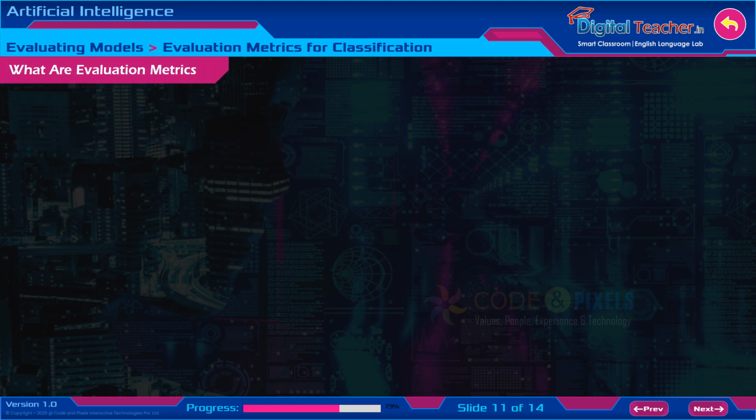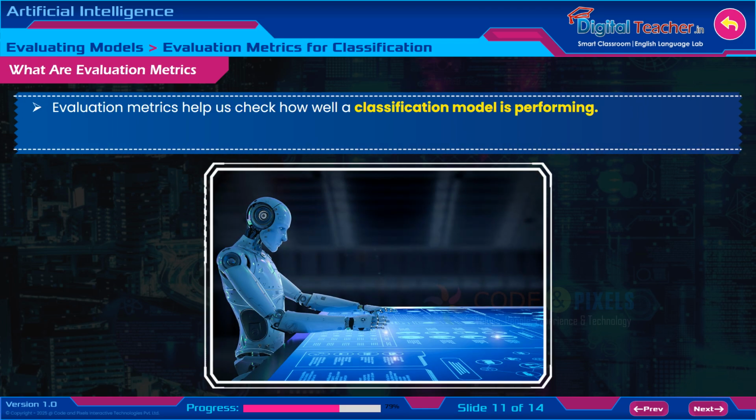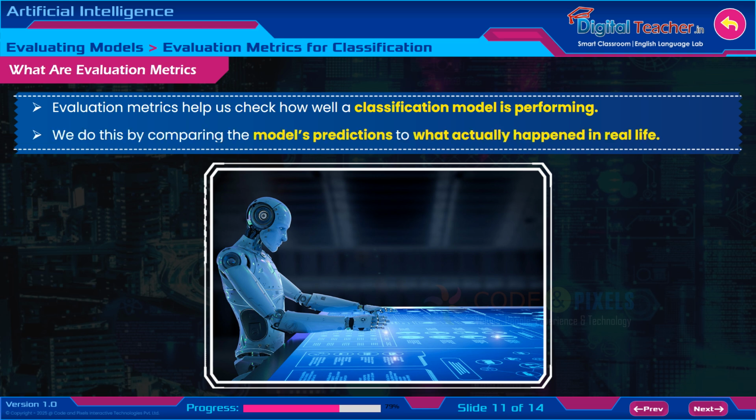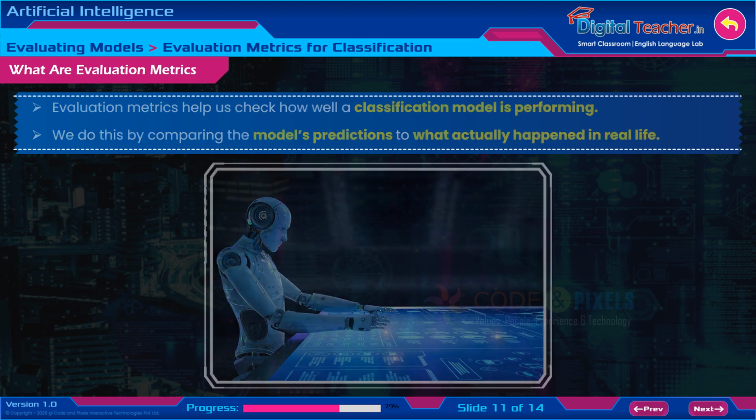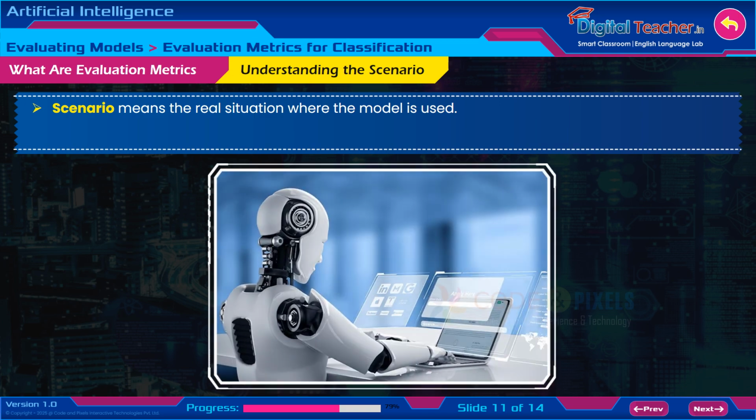What are evaluation metrics? Evaluation metrics help us check how well a classification model is performing. We do this by comparing the model's predictions to what actually happened in real life. Understanding the scenario. Scenario means the real situation where the model is used. The model receives data regularly or in real time.